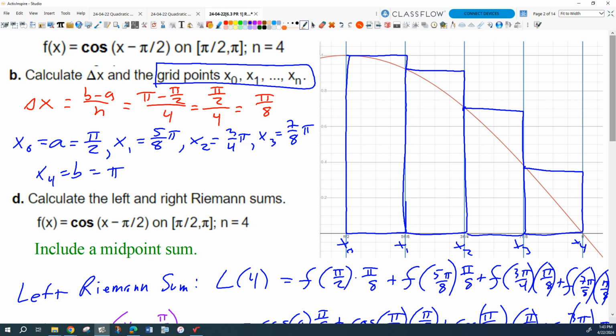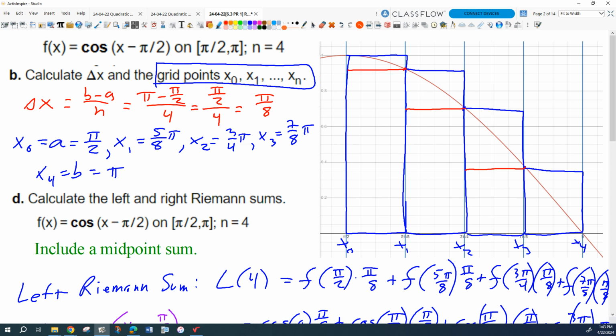Good. How come it's an overestimate? Because the function's decreasing, right? So the highest part of each rectangle is going to be the left edge, okay? What about the right sum? Well, the right edge of the first rectangle is the same as the left edge of the second rectangle. So what do you know? Those two are the same, aren't they? The right edge of the second rectangle is the same as the left edge of the third, so those two are going to be the same. The right edge of the third is the left edge of the fourth, so those two are the same.